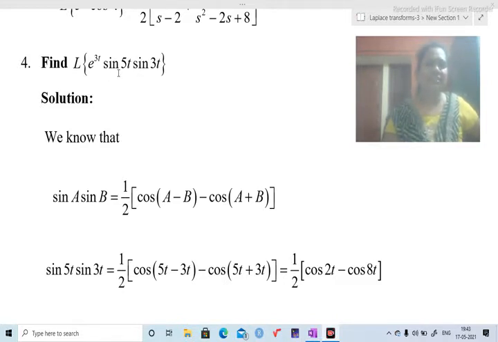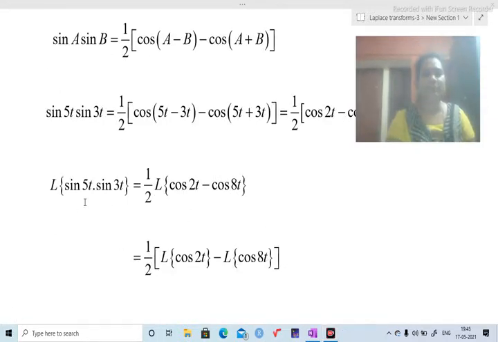Observe here sin 5t into sin 3t is there. That's why we are going to use this formula, that is sin a into sin b equals 1 by 2 into cos of a minus b minus cos of a plus b. Here a is 5t, b is 3t. So 5t minus 3t is 2t, 5t plus 3t is 8t. So the value of sin 5t sin 3t is converted as 1 by 2 into cos 2t minus cos 8t. Here you can observe the product changed to a difference.